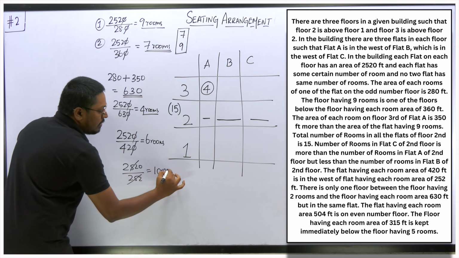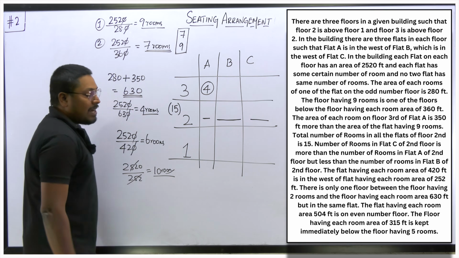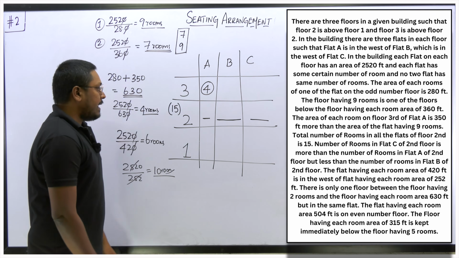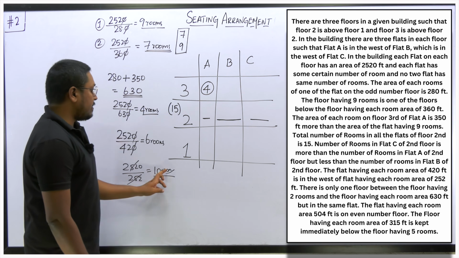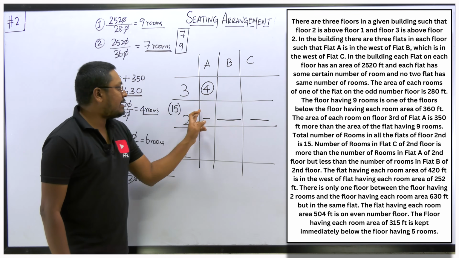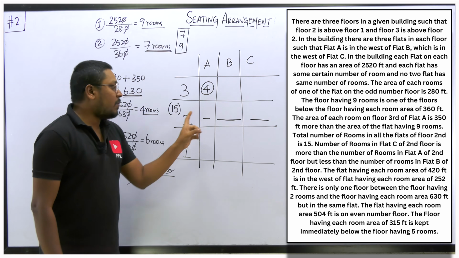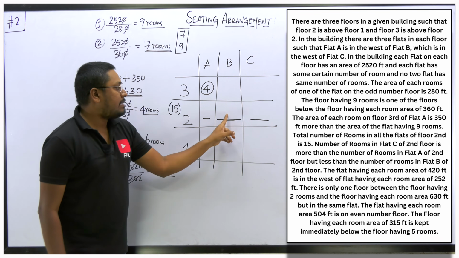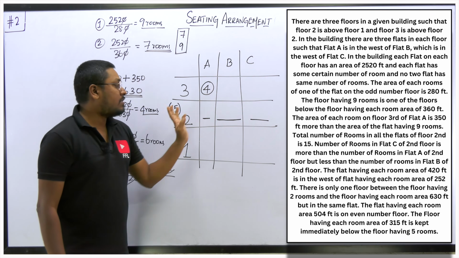So the point here is the flat which has 10 rooms, the western side should have 6 rooms, right? So 10 and 6. The 10-room flat is on the left-hand side and it should have 6 rooms to its west. We can't fix 10 and 6 anywhere else here. Why? Because when you add all 3 rooms total, it should be 15. But if you fix 10 and 6 here, it will be 16. So that is not possible.